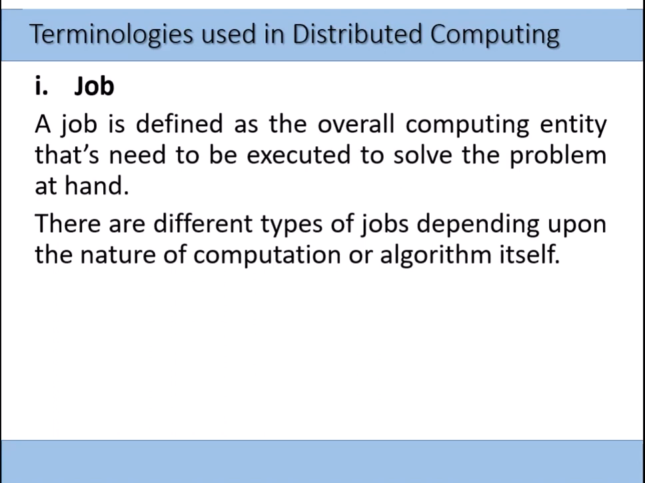Terminology used in distributed computing. Job is a bigger term as compared to task. So job is the overall computing entity that needs to be executed to solve a problem at hand. There are different types of jobs depending upon the nature of computation or the algorithm itself. And each job is then comprised of sub-jobs or tasks.